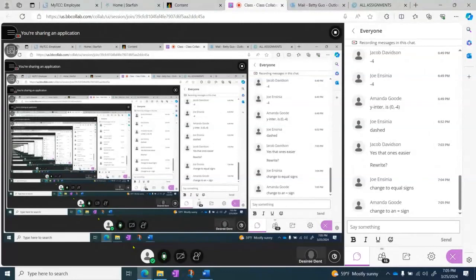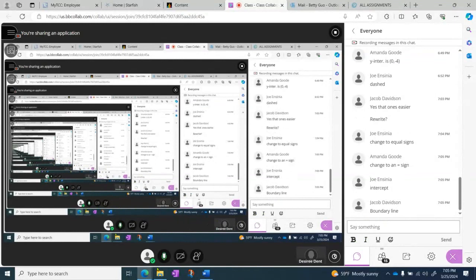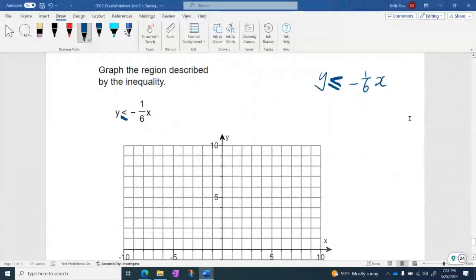And what do we get? How do we call that thing? If we change the inequality symbol to an equal sign, we get the what of the region described by the inequality? The boundary, right? Yeah, boundary line. The first part, step one, is to find a boundary line.